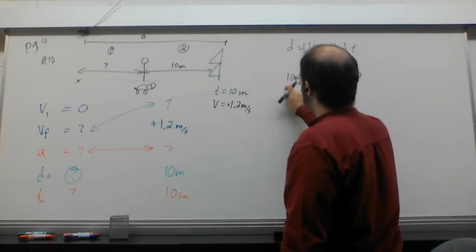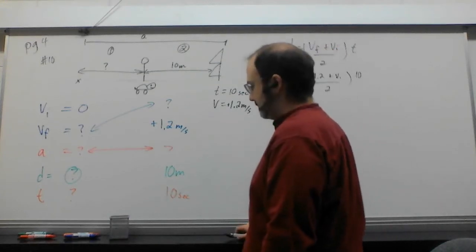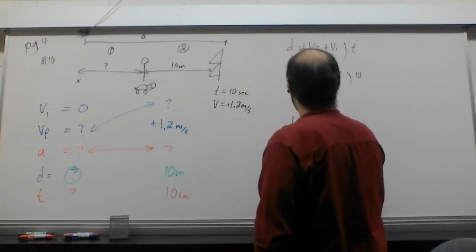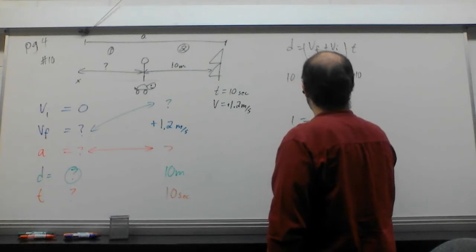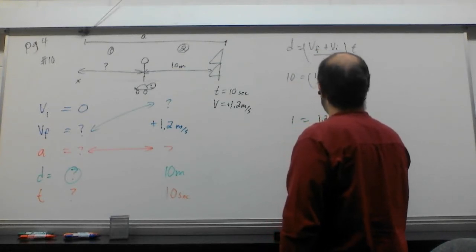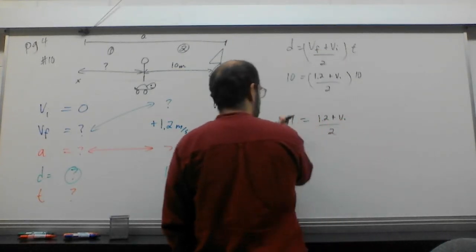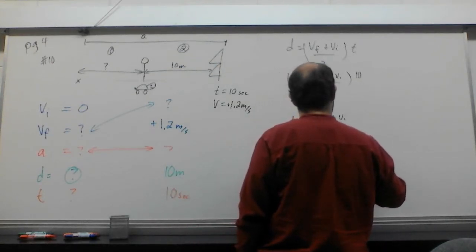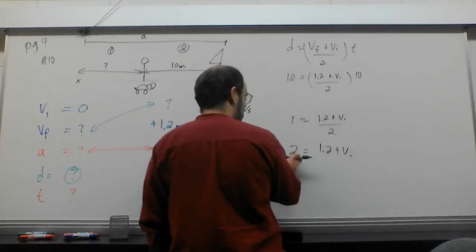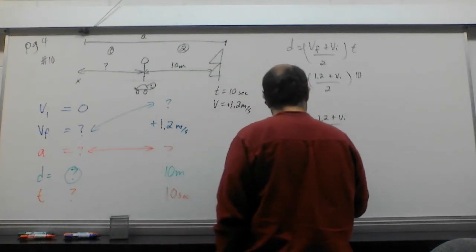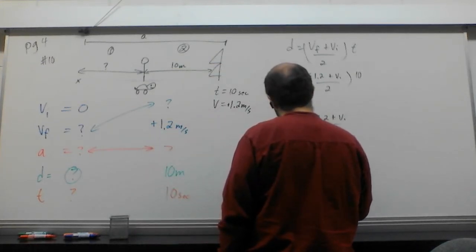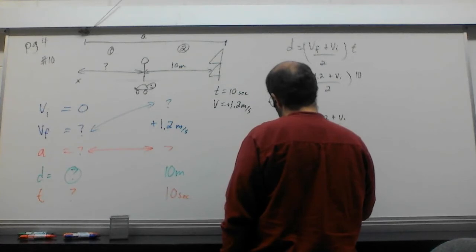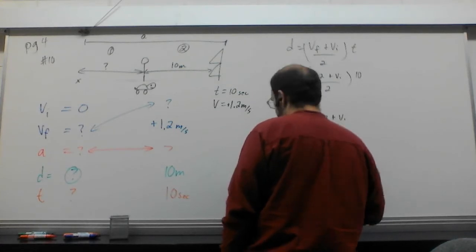So move the 10 over with some algebra. It's going to be 10 divided by 10. That just becomes 1 equals 1.2 plus v_i all over 2. I move the 2 over, so we get 2 equals 1.2 plus v_i. Move this over with some subtraction. We're going to get 0.8. Didn't I do my math right? Equals v_i. Let's double check.